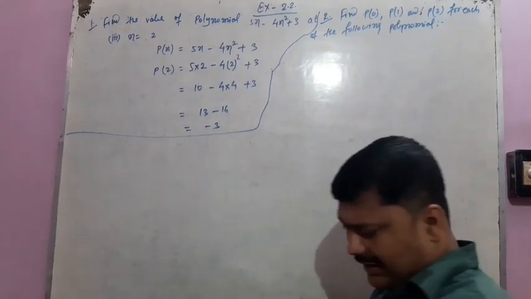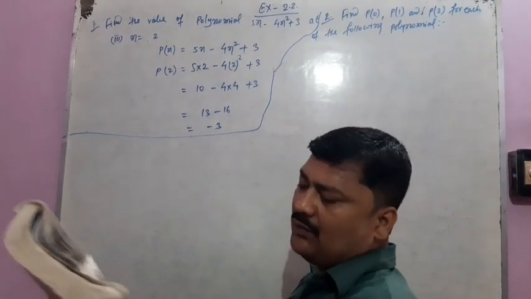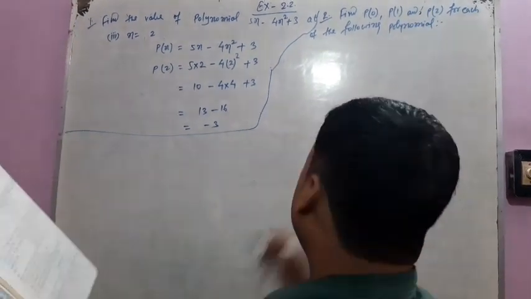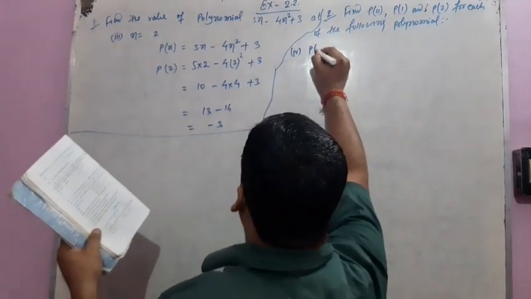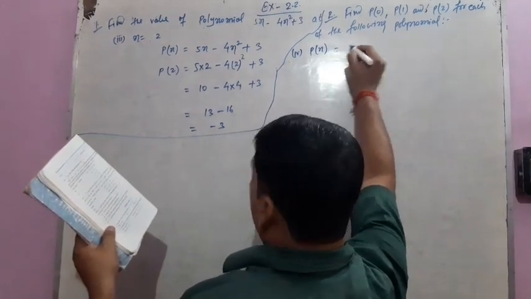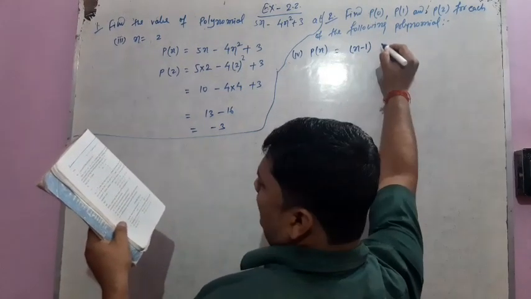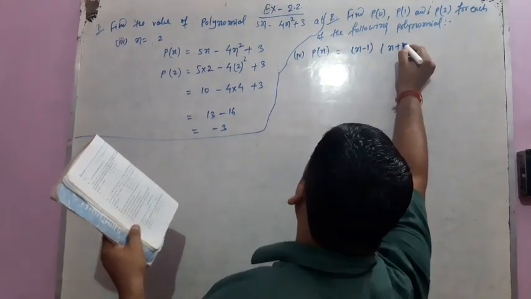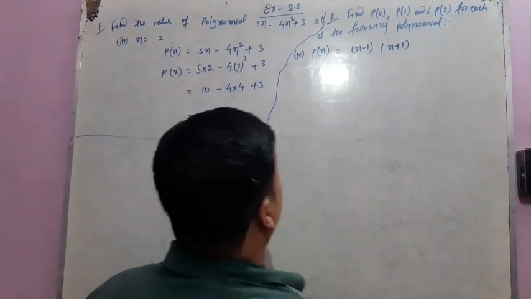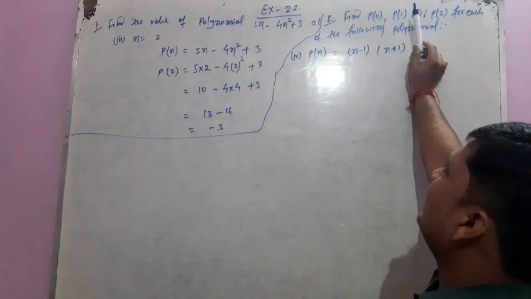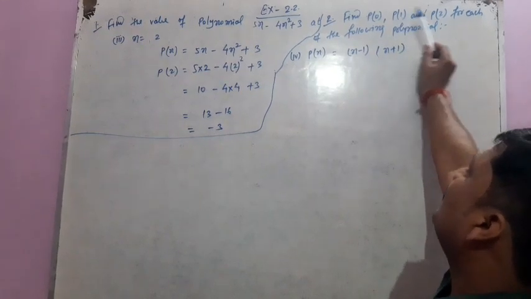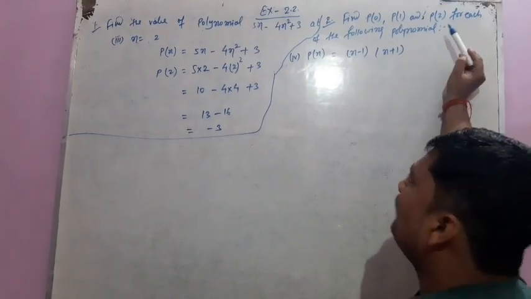Here 4 questions are given, but all these 4 are made in the same way. Look, here we are looking at the fourth one. In question number 4 it is given that for the polynomial, p of x is equal to x minus 1 into x plus 1. Now 3 different values we have to take here. First time x is equal to 0, second time x is equal to 1 and third time x is equal to 2.